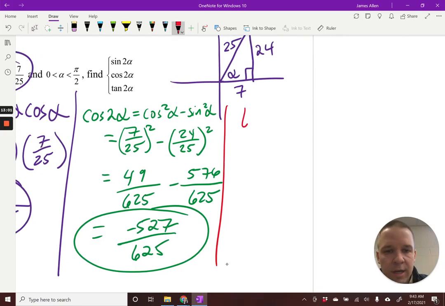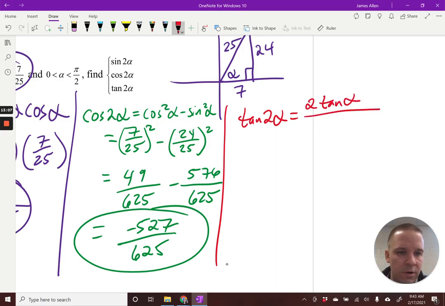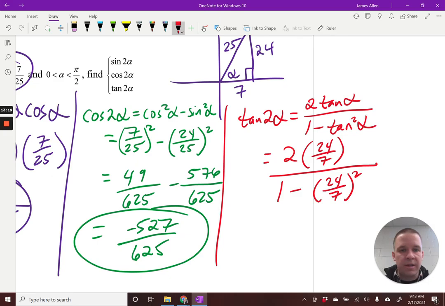All right. Last one. Tangent of 2 alpha, as we know, is 2 tangent of alpha over 1 minus tangent squared alpha. And again, we're just going to substitute things in. Tangent is going to be 24 over 7. So let's plug and chug. So we got our tangents out. We got the 24 over 7 substituted in for each tangent.